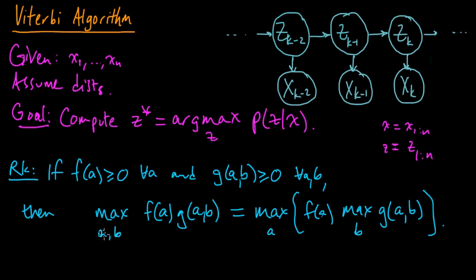This is pretty easy to see. If you forget about the max over a for a second, then f of a is just a non-negative constant. Since we're maximizing over b, and g is also non-negative, f of a doesn't matter. We can just pull it out of this max, and that's not going to change the result. That's exactly what happened here, and then we just maximize over a on both sides. So that's a simple little remark that will be very useful in the following.